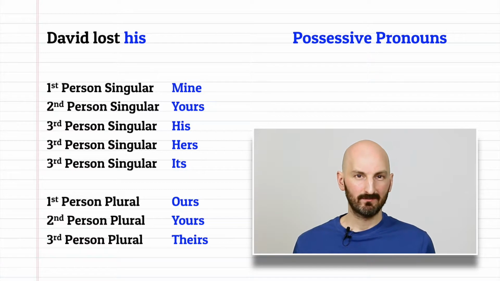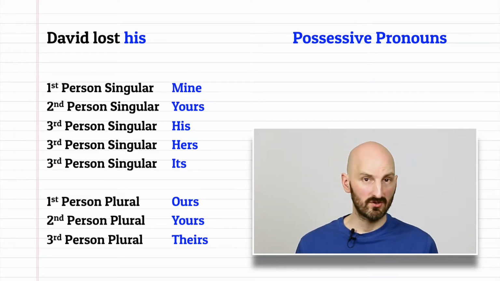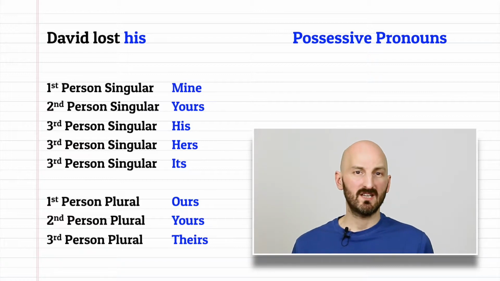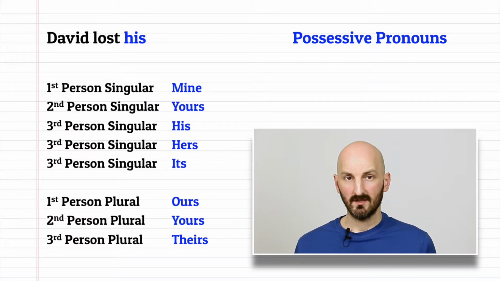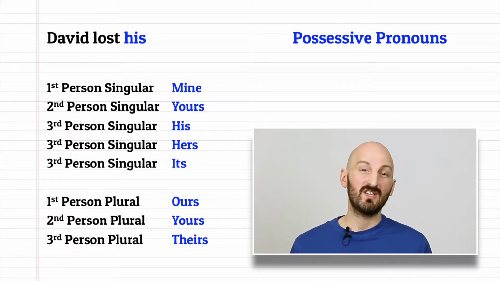Let's look at possessive pronouns, which are really similar, so don't worry. Consider the same sentence. David lost his pen. Here we use a possessive adjective, his, because we already know the pen belongs to David and we don't want to repeat David in the sentence. But what happens when we already know about the pen? What happens when the pen is not new information?